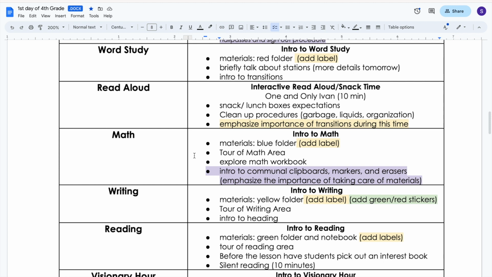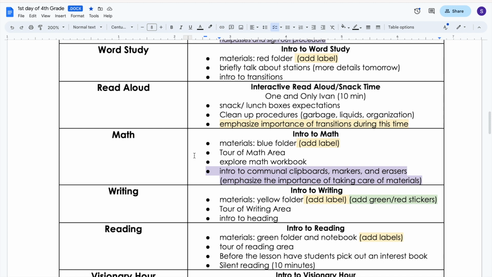We're going to briefly talk about stations, so just tell them there's going to be stations at this time, and then there are details the next day. It doesn't always have to be so much detail on the first day, because it could be overwhelming. But this is the next fun part, which is snack time.